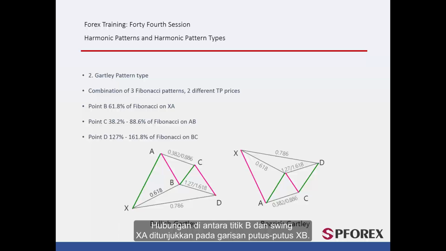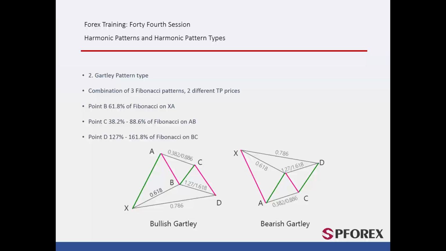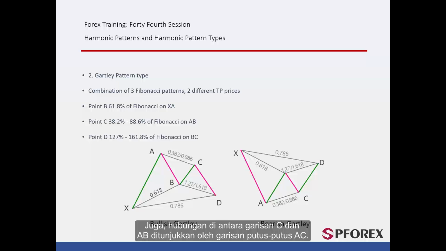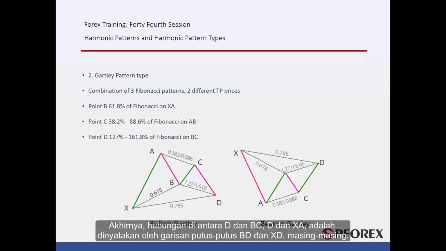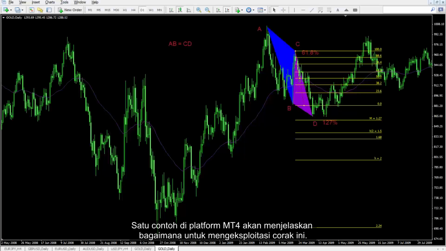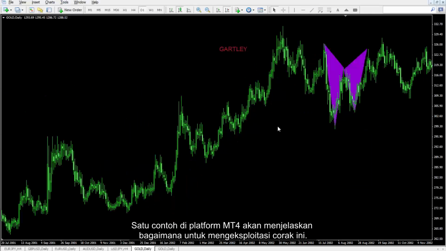The relation between point B and the XA swing is shown on the dashed line XB. Also, the relation between C and the AB line is indicated by the dashed line AC. Finally, the relations between D and BC and between D and XA are specified by the dashed lines BD and XD respectively. An example on the MetaTrader 4 platform would clarify how to exploit this pattern.